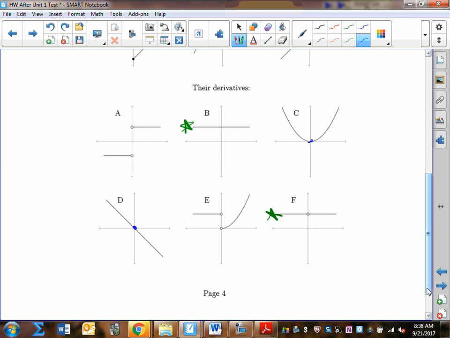C, the slope is positive the whole time. Because my y values are positive, that means the original function's slope is positive. D, it has the values change from positive to negative, so the slope changed from positive to negative. So that allows us to do D.